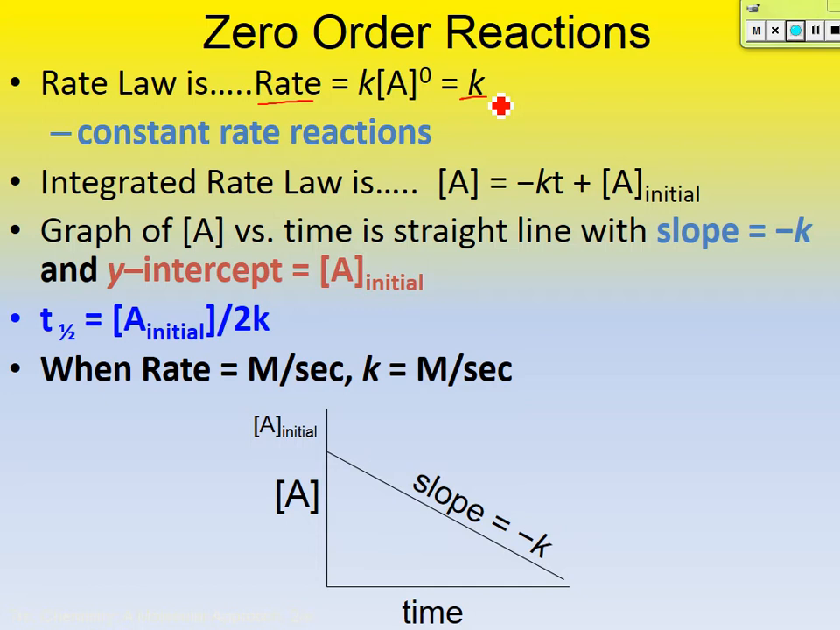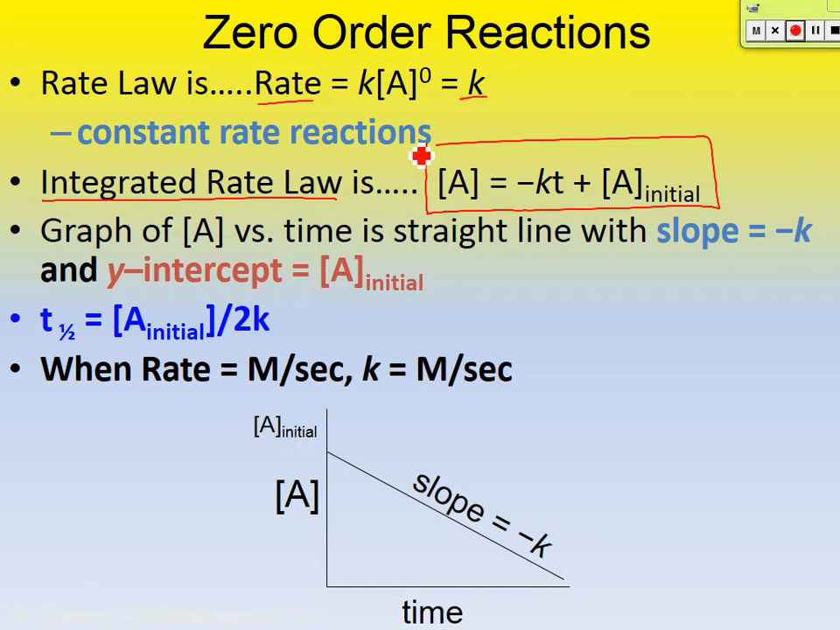Now, what we can do is use calculus to take this rate law, and they integrate it, or use an integral of this reaction. And when you do that, you come out with an integrated rate law equation, which is right here. Okay? This is the integrated rate law equation for a zero order reaction.